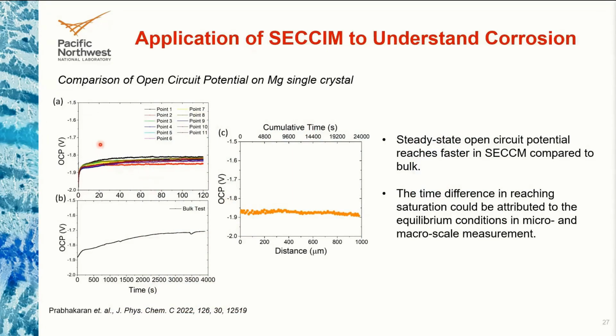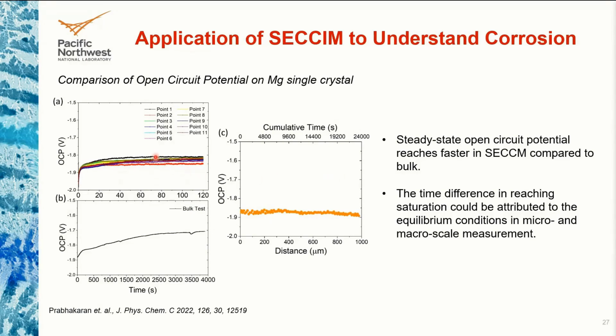So I will quickly show how, after we combine the SCCM with the EIS, we use it for the corrosion activity on different surfaces. First, we started with the magnesium single crystal because we wanted to compare the response of the SCCM tip with the bulk, and also compare it with the response measured locally with the SCCM tip.